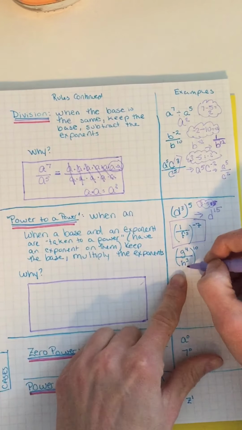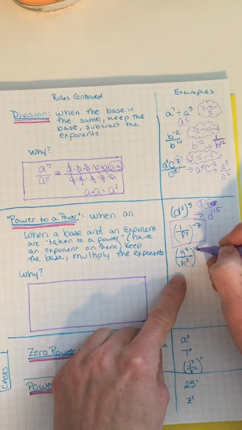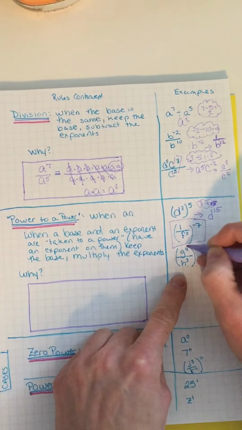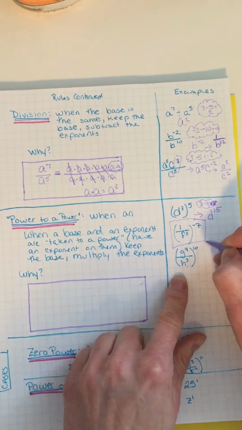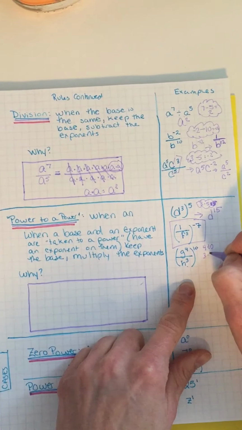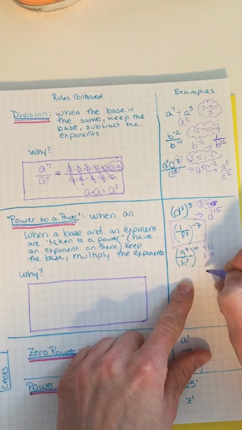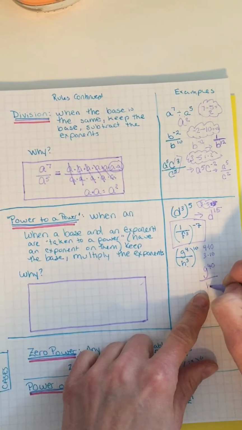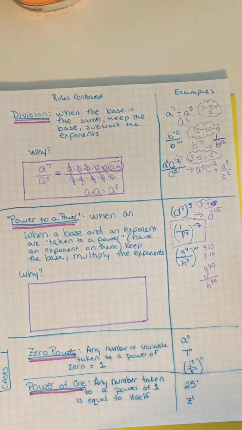So when I have it here and here, I distribute this to both of those. Think of it like the distributive property. So I'm thinking both 4 times 10 and 3 times 10. So this becomes g to the 40th power over h to the 30th power.